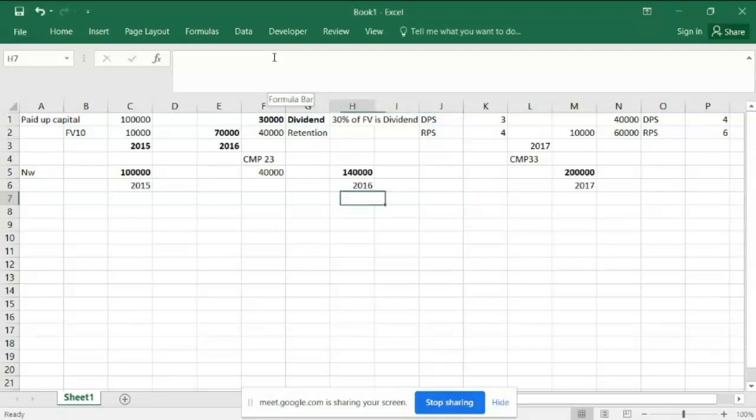And the net worth, it is noted that during the year 2015, it is 1 lakh. During the year 2016, it is 1 lakh 40,000. During the year 2017, the net worth of the company is 2 lakh rupees. So how is the net worth calculated? The net worth is calculated as paid up capital plus the reserves and surplus of the company.